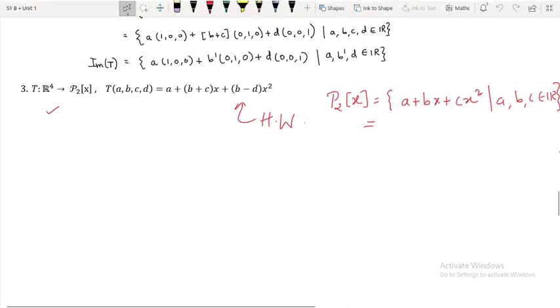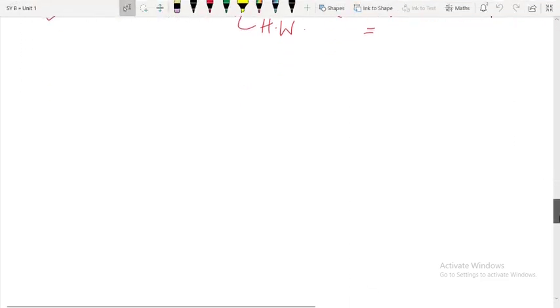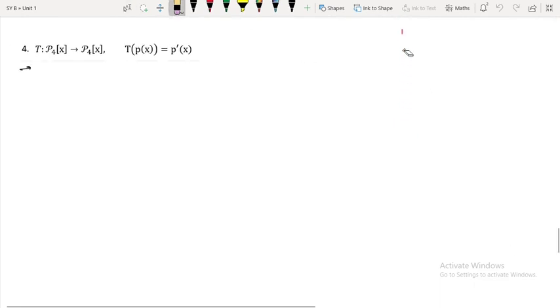So we will directly go towards the next example. Now this example is really interesting. What is asked is to find kernel and image, but we have the linear transformation from P4 of x to P4 of x, and T of p of x is equal to p dash of x. So first of all, see how T is defined. The polynomial p of x is mapped to p dash of x, means it is mapped to its derivative. This dash stands for derivative.